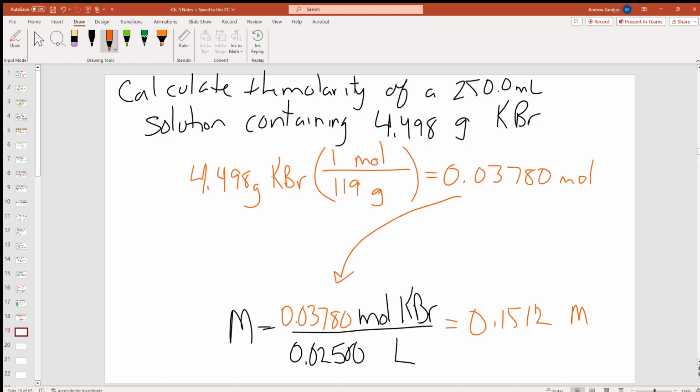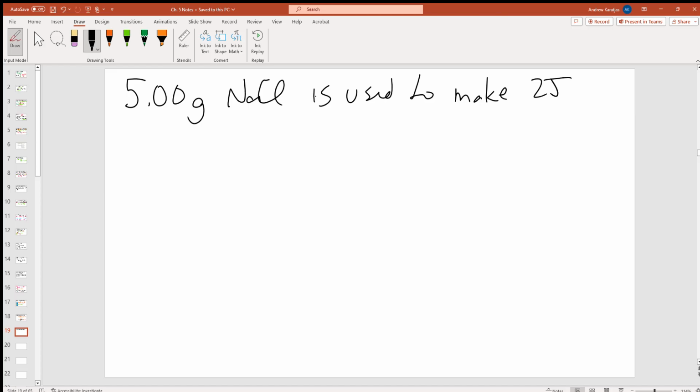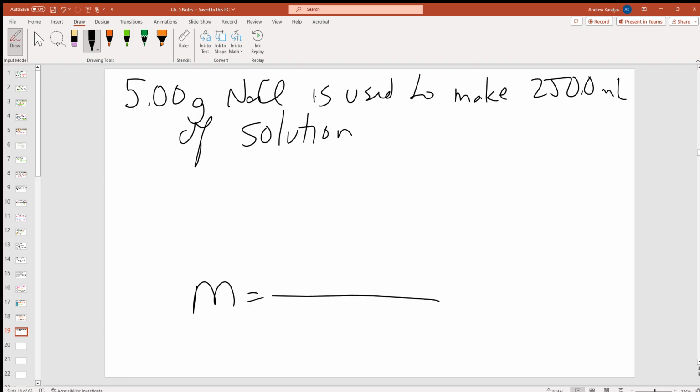All right, let's do another one. Now we're going to say 5 grams of sodium chloride is used to make 250 mils of solution. And again, we want to calculate the molarity. So our molarity equation is going to look the same as it did in the previous problem. We're going to convert our milliliters into liters.